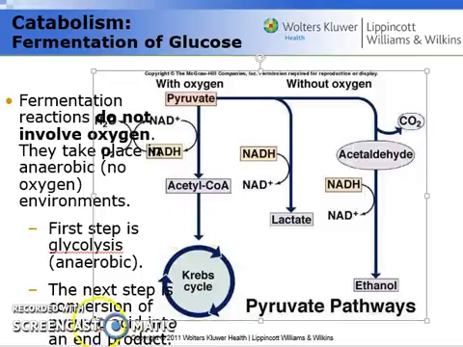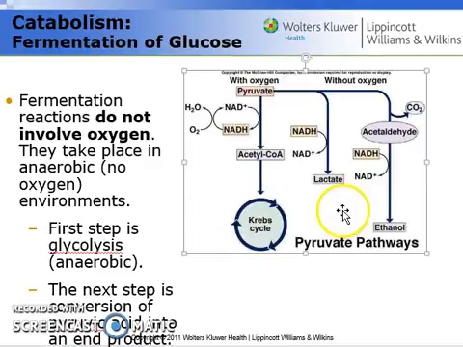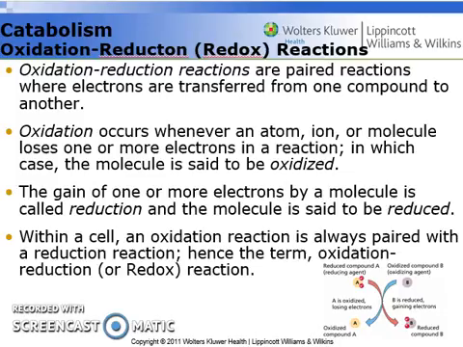So first process is glycolysis. The next process is conversion to acetaldehyde, and then you have the waste products being generated of ethanol and carbon dioxide. So this is essentially a very general breakdown of how the process of fermentation takes place when there is no oxygen present. So that's the fermentation of glucose.